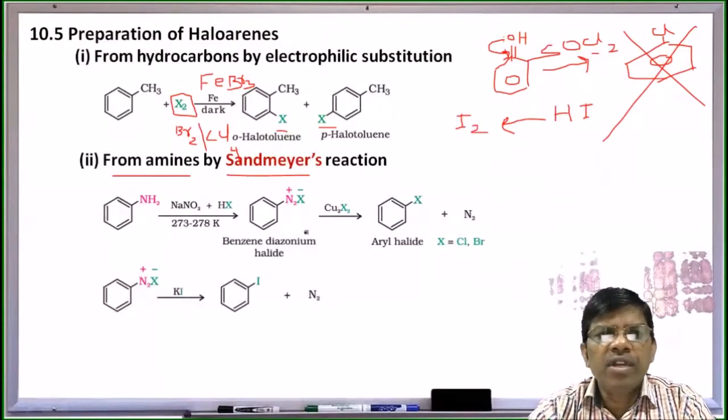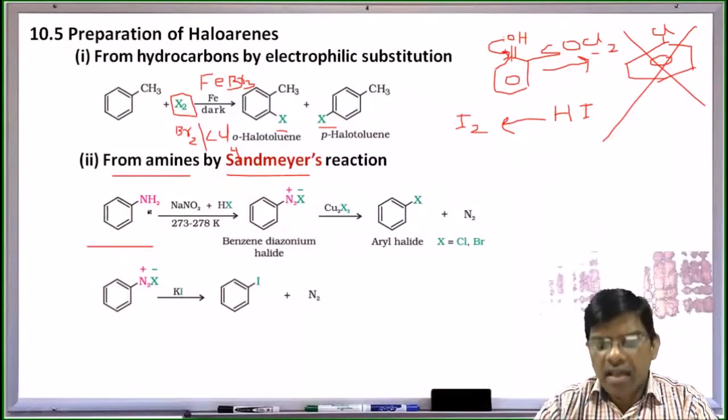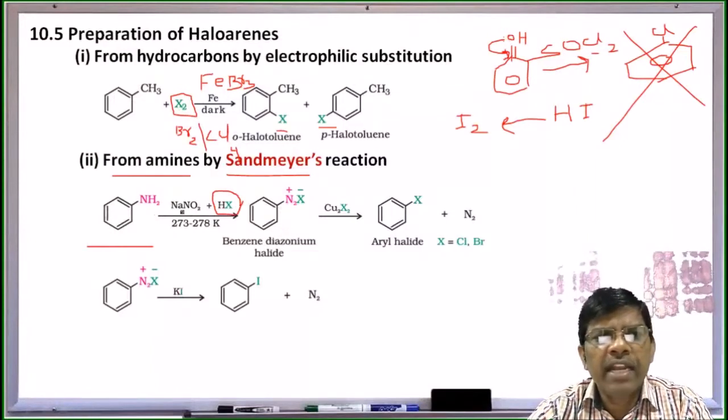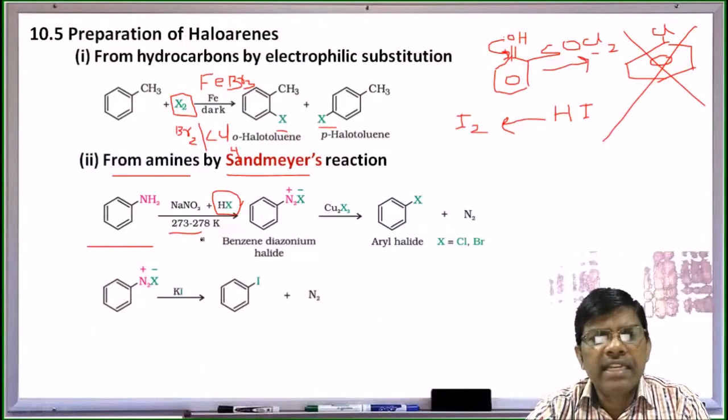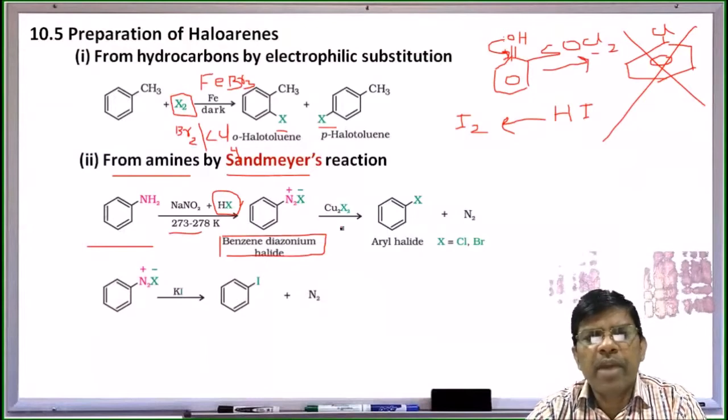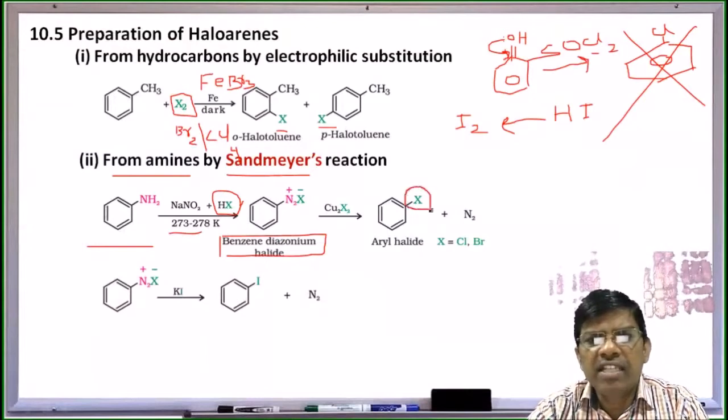Displacement of diazonium chloride with halogen is the Sandmeyer reaction. Taking the aniline in mineral acid, for example HCl in water, it forms a salt. Then add sodium nitrite at 0 to 5 degrees centigrade, it forms the diazonium chloride salt. This is benzene diazonium halide. This benzene diazonium halide, upon treatment with cuprous chloride or cuprous bromide, is going to displace the nitrogen with halogen to give aryl halides, chlorine and bromine.